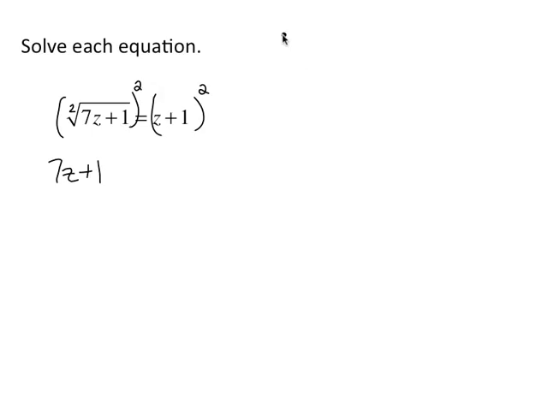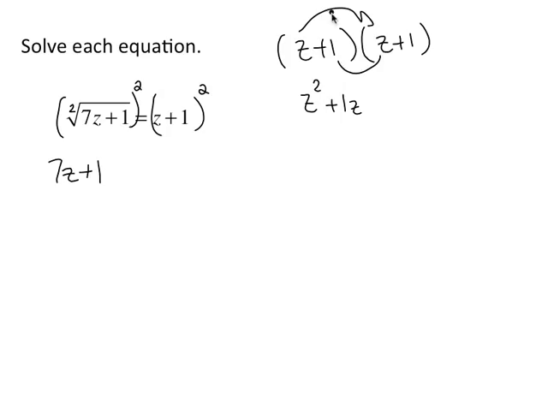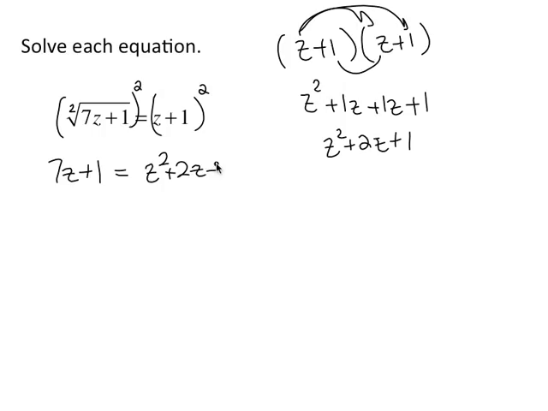So to square z plus 1 means you take z plus 1 and multiply it times z plus 1. Either you can use the FOIL method or you can use the box method. First you get z squared, and then inner, so you get plus 1z, outer, so plus 1z, and then last, so plus 1. So you get z squared plus 2z plus 1. On the right hand side we get z squared plus 2z plus 1.